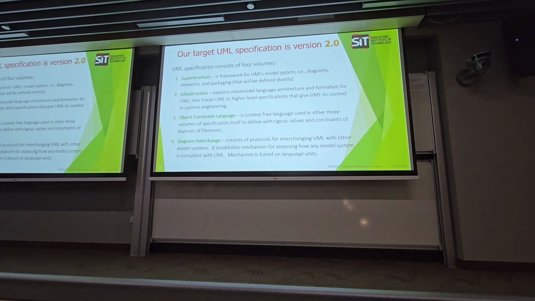And then for the diagram interchange, this is how you can get the model that you're creating to be read by Eclipse, and then for code to be generated from it. So this volume allows that to happen. It gives you all the specifications on how to address this in your design.